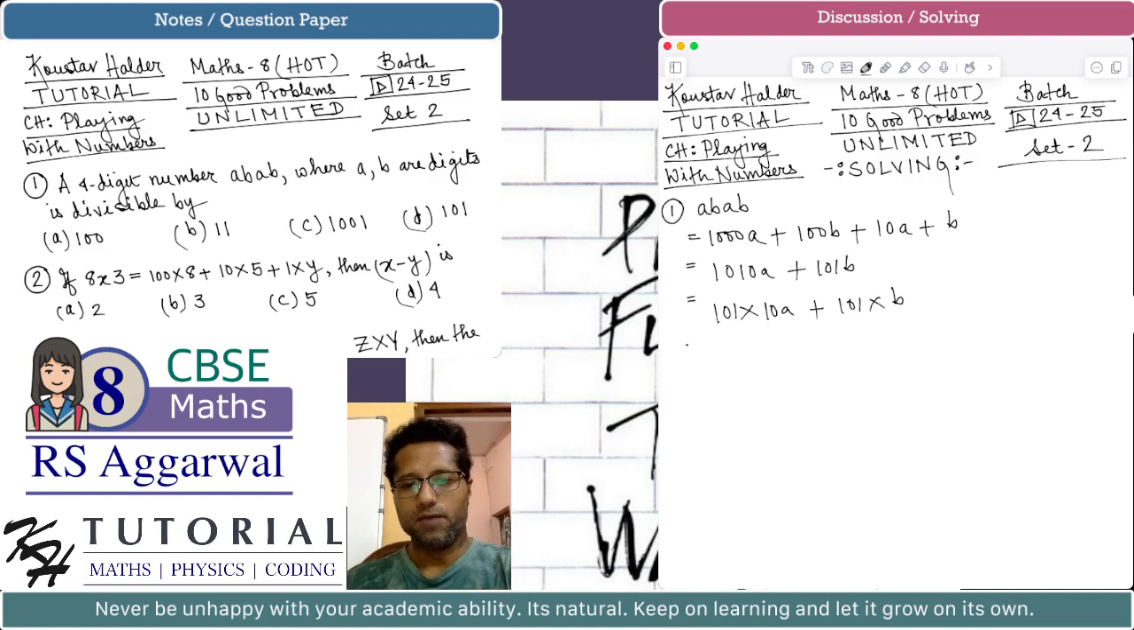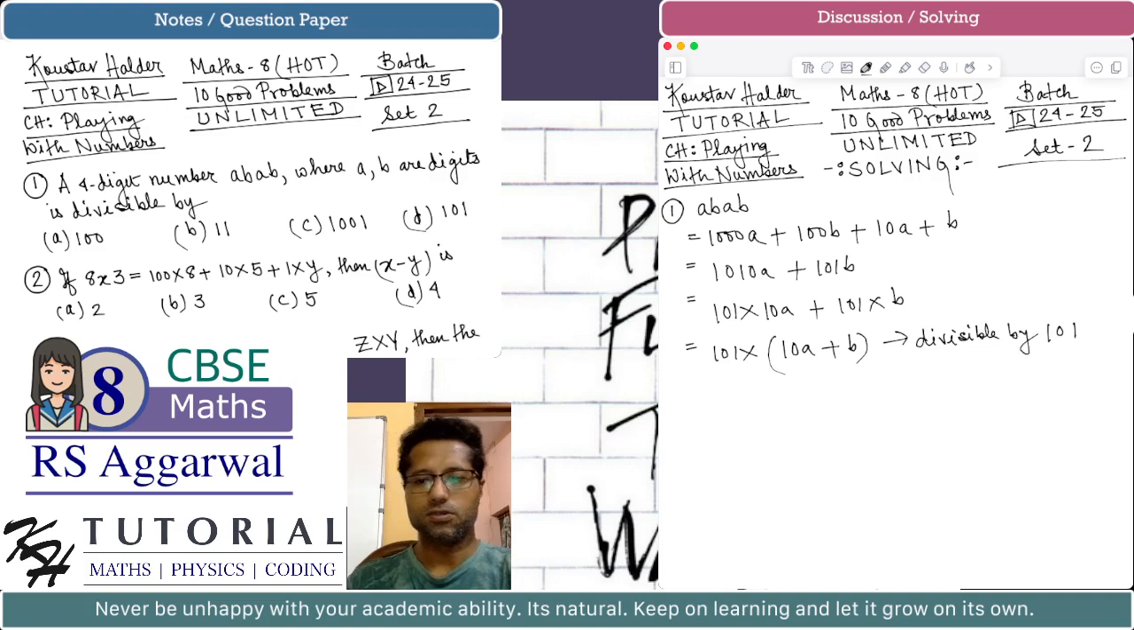Okay, now we can take 101 common and we get 101 multiplied by (10A plus B). So clearly we can see this is divisible by 101. Now we are not sure what the value of 10A plus B will be, but we are sure that this number ABAB, irrespective of whatever the digits A and B are, with A not being 0, in this format is divisible by 101.